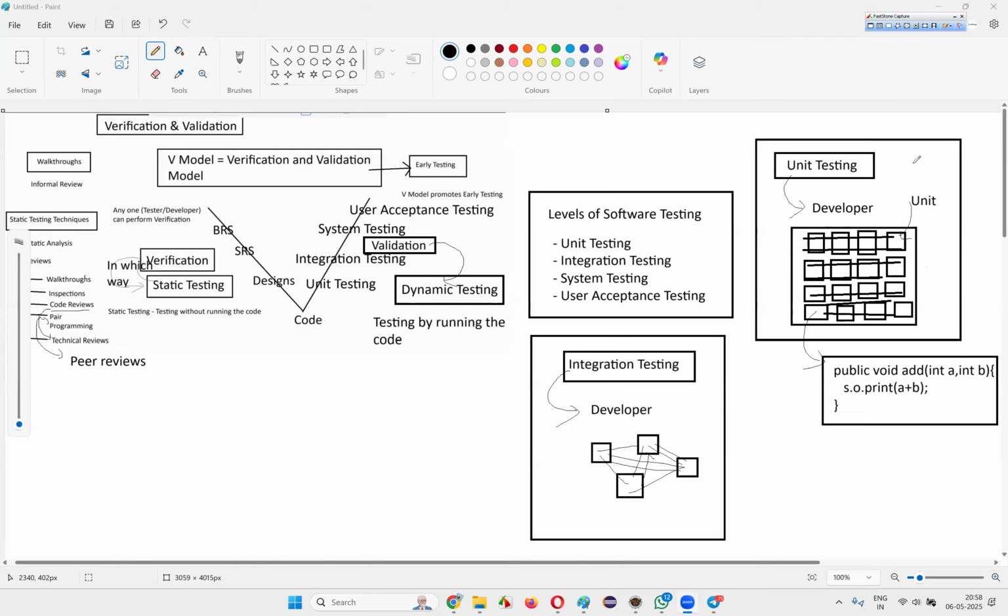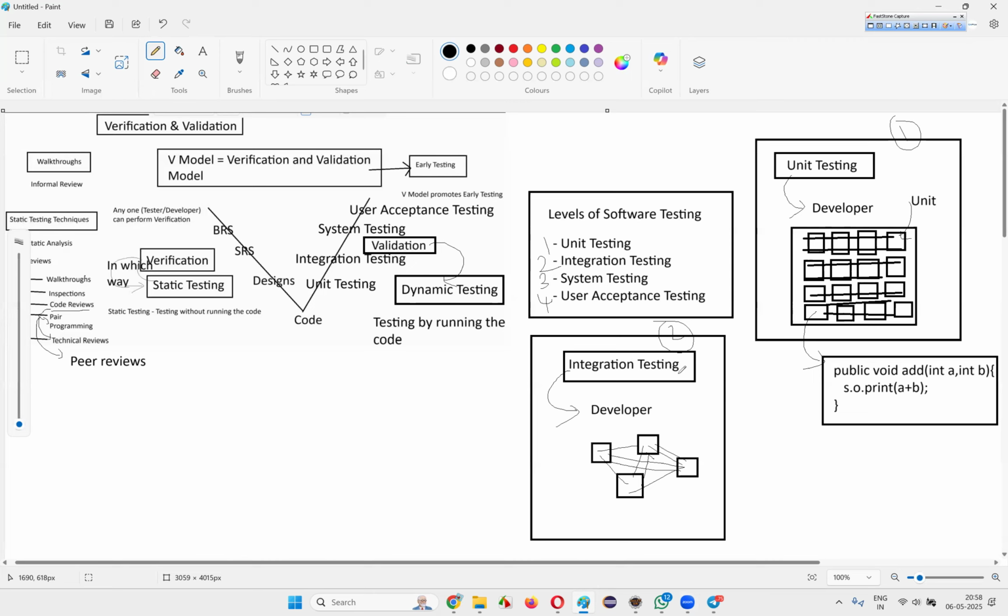First unit testing will be done. This is the first position. Then integration testing will be done, the second level. That's why we call them levels. Level 1 is unit testing, level 2 is integration testing. After unit and integration testing are done, then system testing, the third level. After all these three are done, at the last, user acceptance testing will be done.